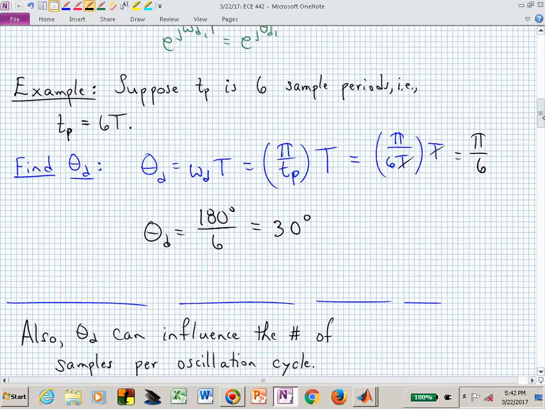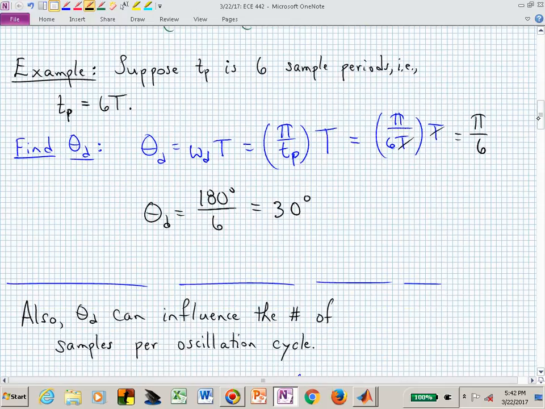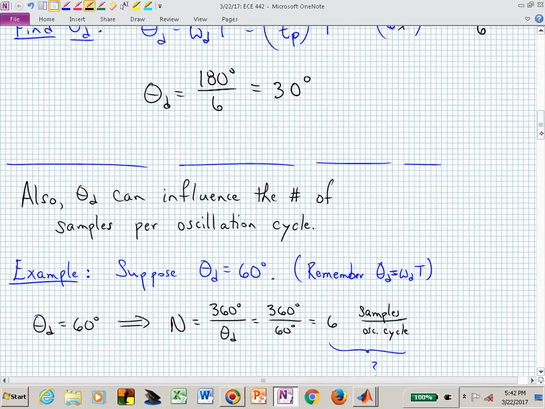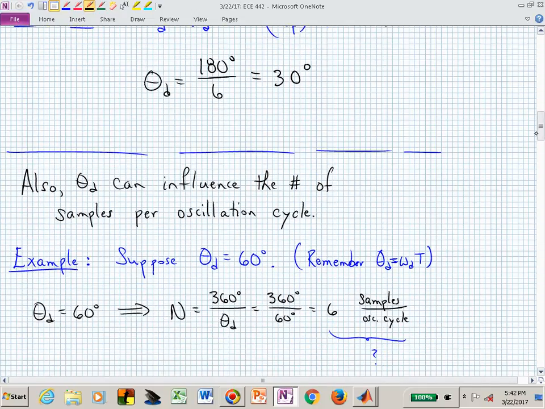Now, theta sub d also actually chops up how many samples we have in an oscillating waveform. Or, said another way, theta sub d can influence the number of samples per oscillation cycle. What do I mean by that? Suppose theta sub d is 60 degrees.